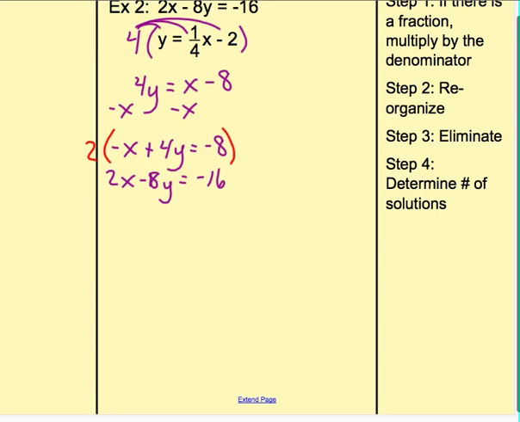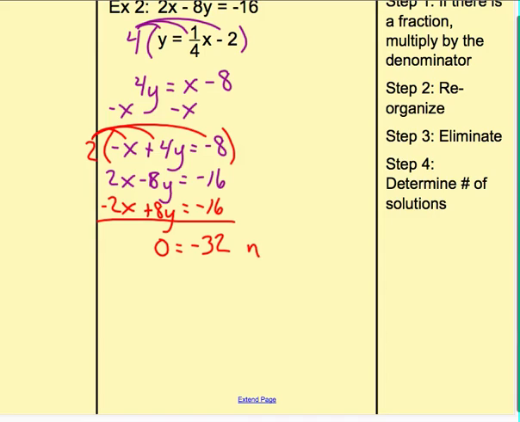Rewriting my first equation, distributing that 2, I have negative 2x plus 8y equals negative 16. Well, on the left-hand side, both variables eliminate, leaving me with 0. On the right-hand side, negative 16 plus negative 16 do not eliminate. It adds to negative 32. So since 0 does not equal negative 32, there is no solution.